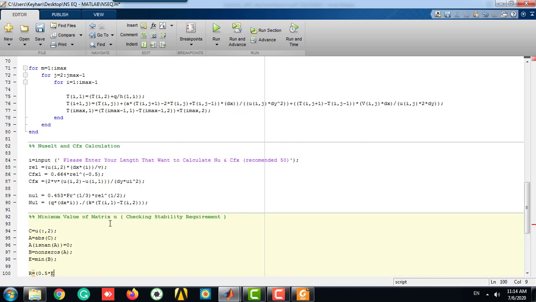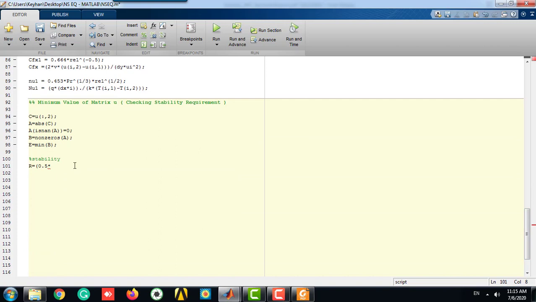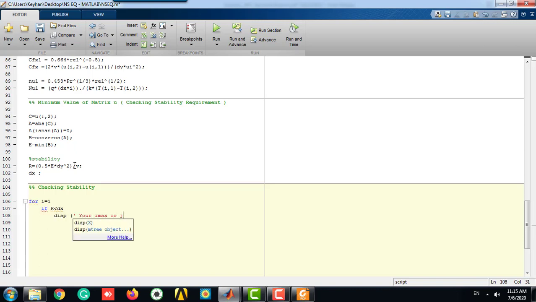So the trick is that the new value of dx, which is defined by r, should not be smaller than the dx we defined earlier in order to have the current stability condition. So if the new dx, which is defined by r, is smaller than dx, we send a warning to the user that Imax or Jmax is violating the stability condition, and to check another grid generation.